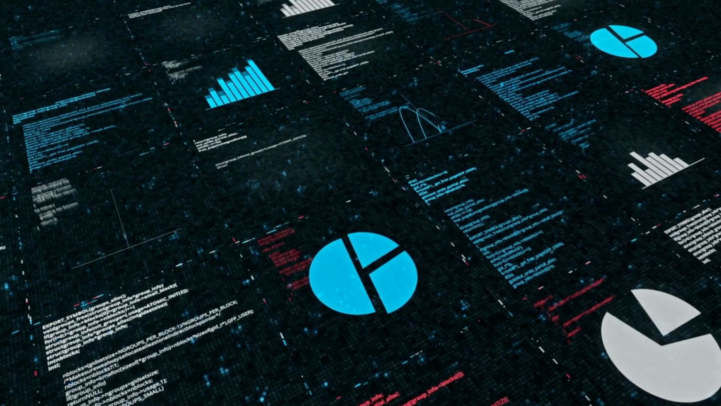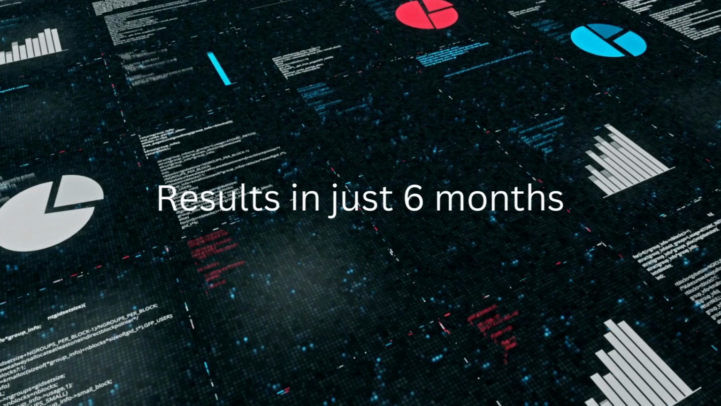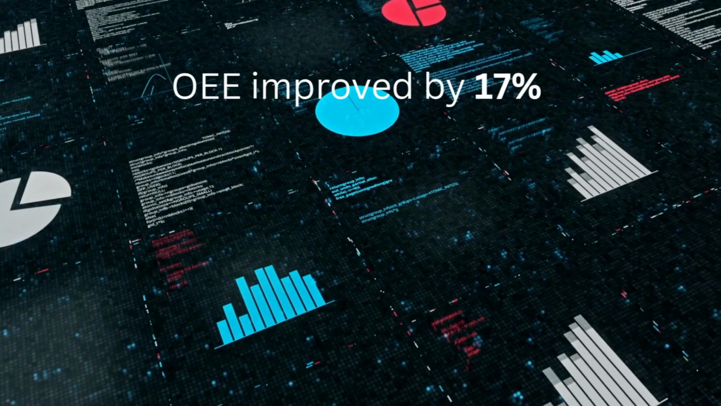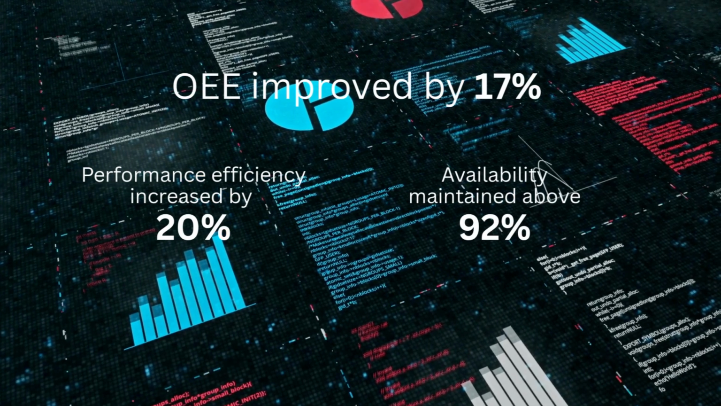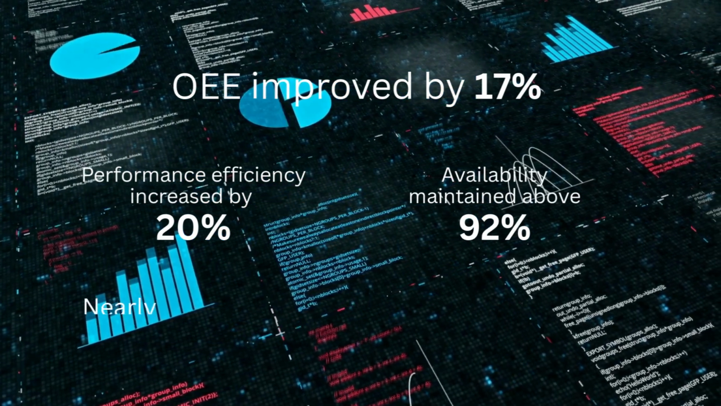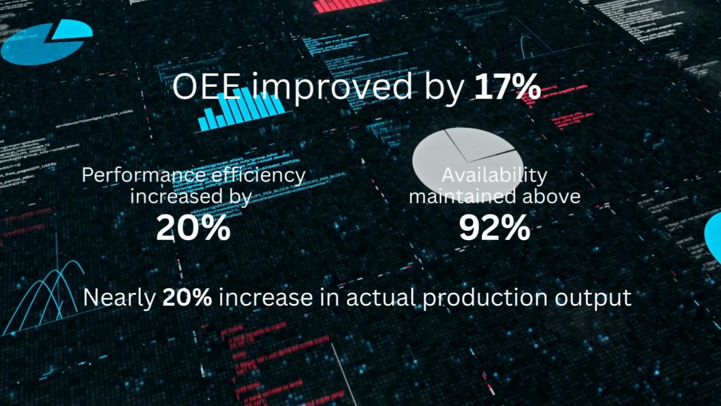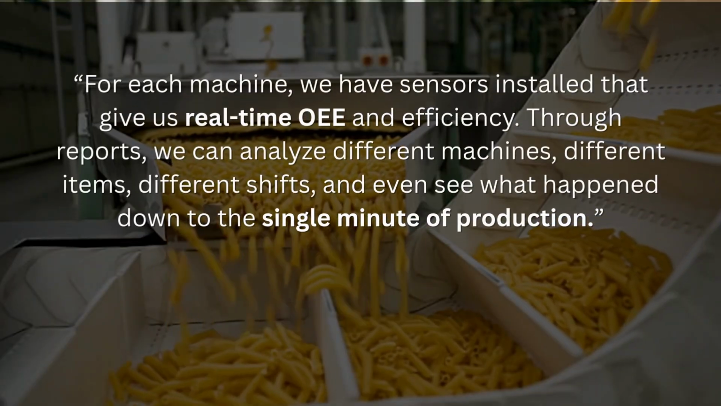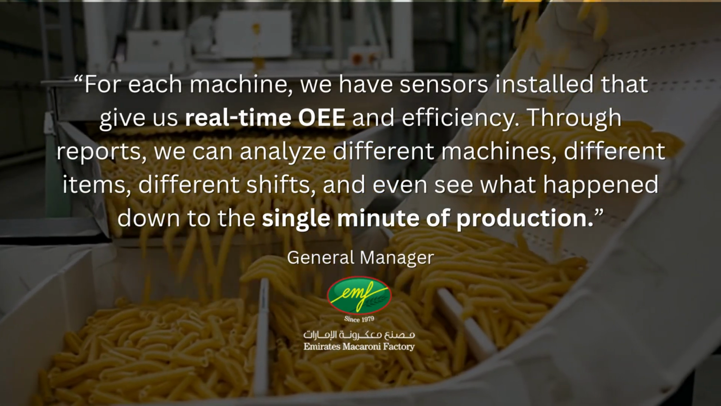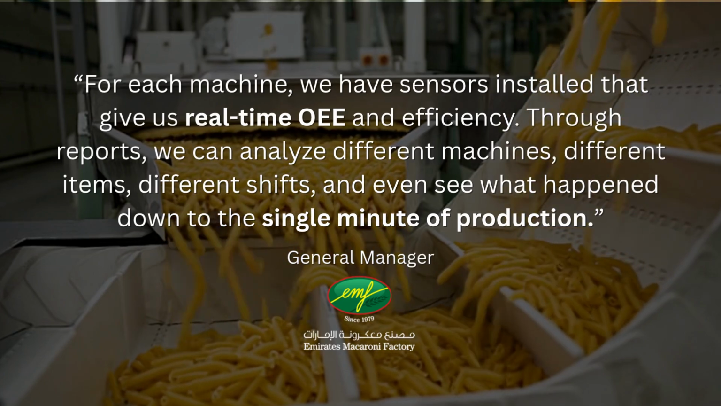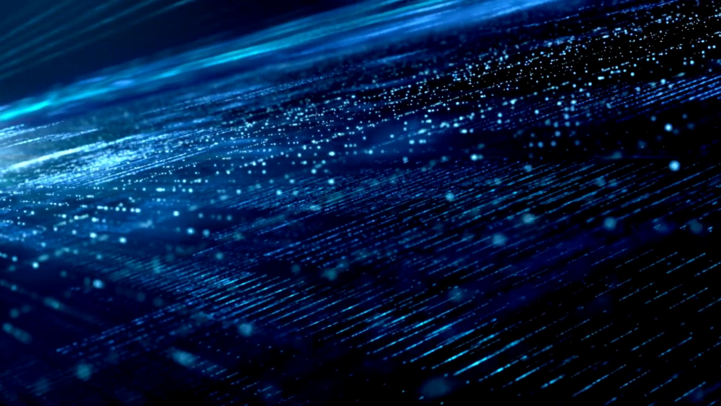For other manufacturing customers, we've seen consistent, measurable improvements in OEE within just 6 months. OEE improved by roughly 17%, performance efficiency increased by 20%, and availability was maintained above 92%. This translated into nearly a 20% increase in actual production output in the second half of the period. Referring specifically to the reporting and analytics layer of OmniOEE, General Manager at Emirates Macaroni Factory explained how real-time machine-level data enabled deep operational visibility.